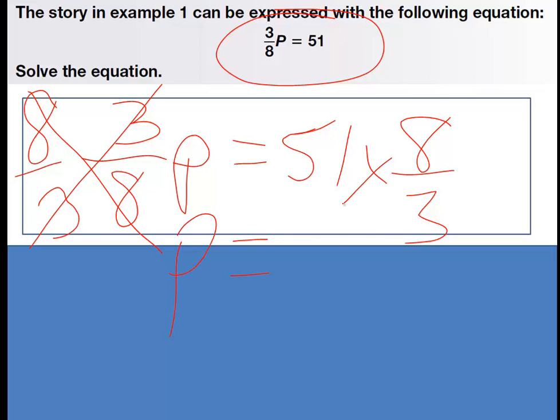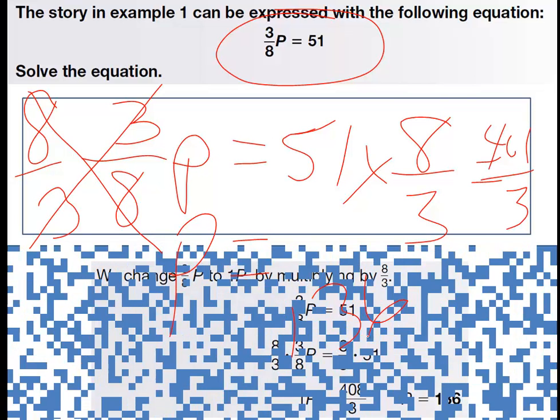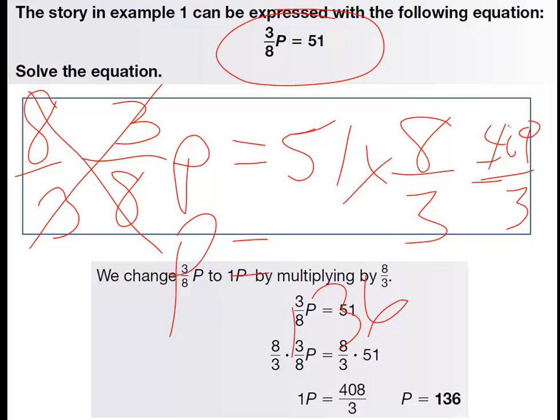Now we've got 51 times 8, which is going to equal 401. Is that what that is? And we divide that by 3, and that's going to equal our 136. No, it's 408. Sorry, my bad. So 408 divided by 3 is 136. Just another way of doing it.